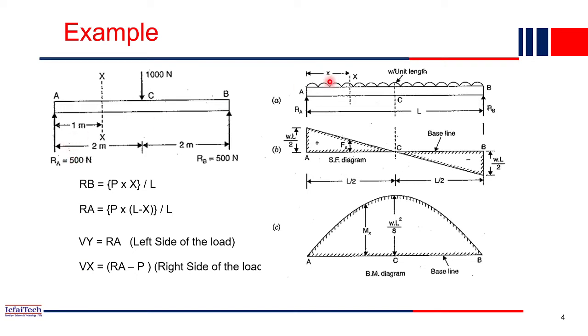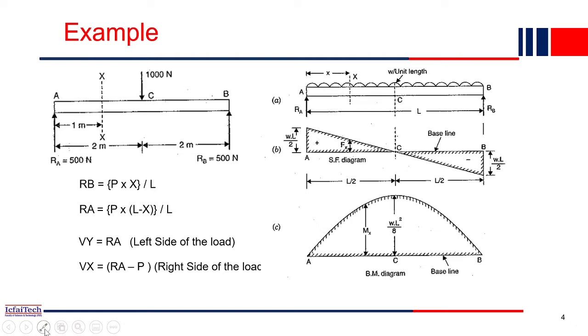Now let's see a uniformly distributed load. The same thing we considered, but now a uniformly distributed load W is acting on it, and it is simply supported on two supports, A and B. Finding RA and RB is very simple because this is also a very symmetric structure. So in that case, how much will RA and RB be?